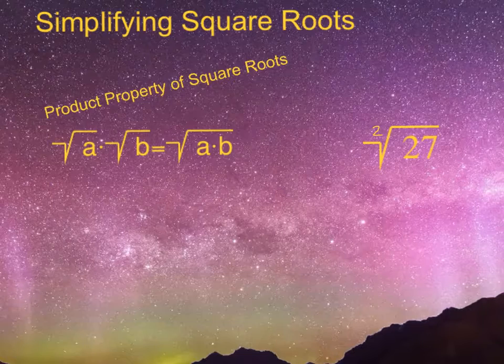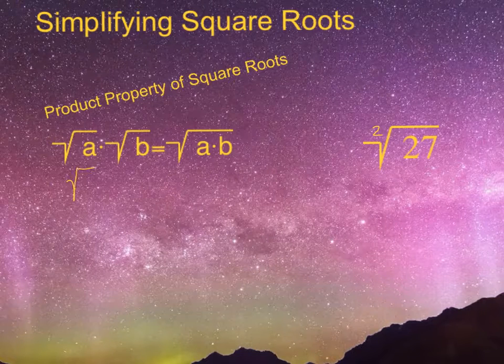That property says that the square root of one quantity times the square root of another quantity equals the square root of their product. In other words, I could bring both of those quantities inside underneath that radical and multiply them together. Now first let me prove that that's true.